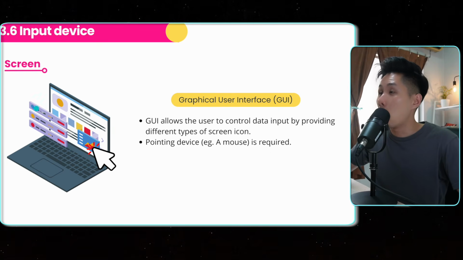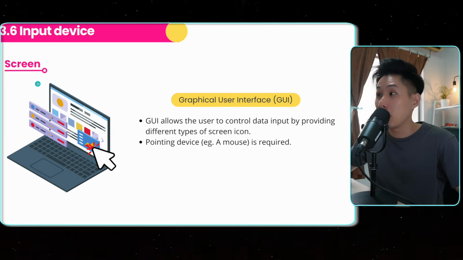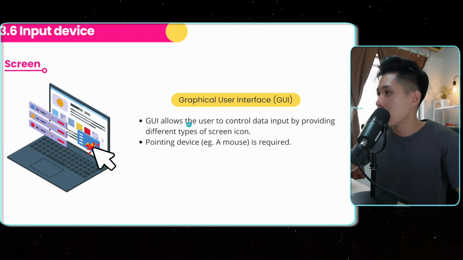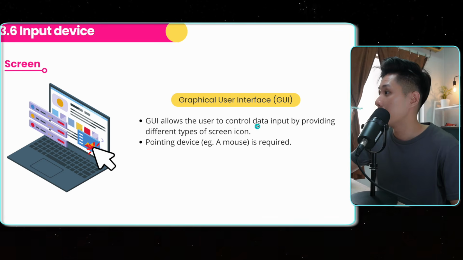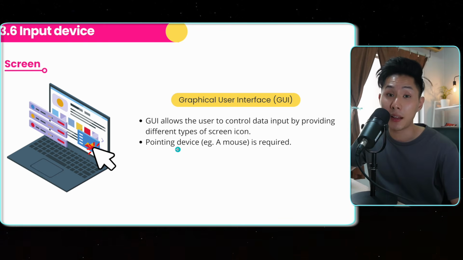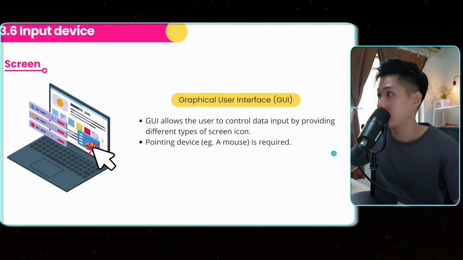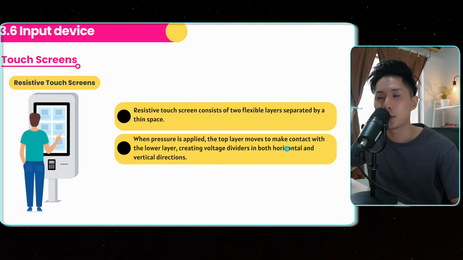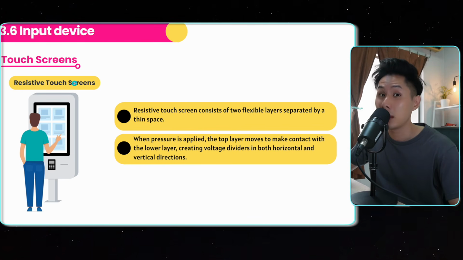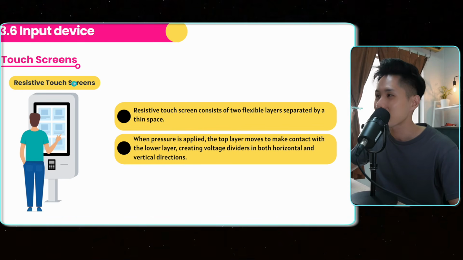Next, another input device, very importantly, is our screen on your phone or your tablet. A graphical user interface, when you have a screen, allows the user to control data input by providing different types of screen icons. So sometimes a pointing device like a mouse or controller is needed. There are 3 types of touchscreen. The first one is the resistive touchscreen. As implied by the name, they are not very flexible and they are not very sensitive.